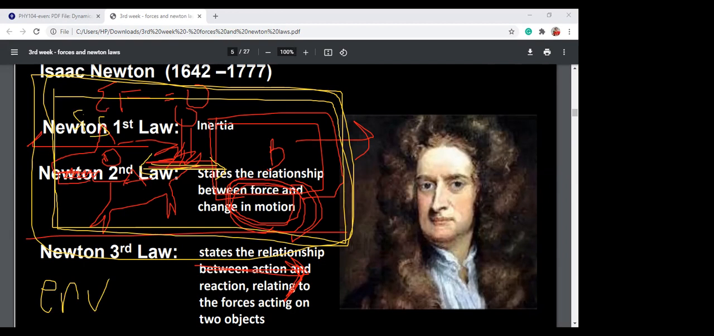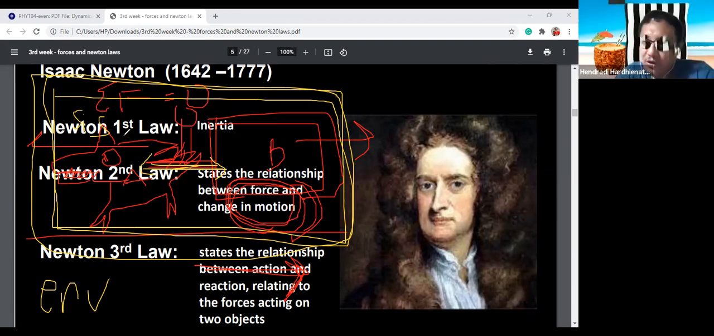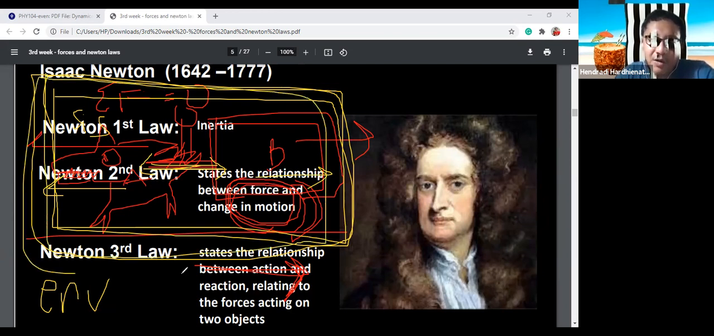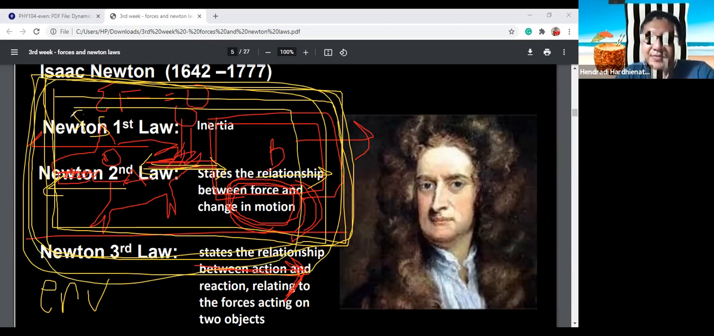The mistake of the horse is because the horse thinks that the cart and the horse is equal, is the action and reaction. This is not correct because the horse and the cart are in one body. They are one body. They are in one system. Action and reaction can only exist between two different systems. So this is the mistake of the horse. You have to remember this. Action and reaction always happen between two systems.